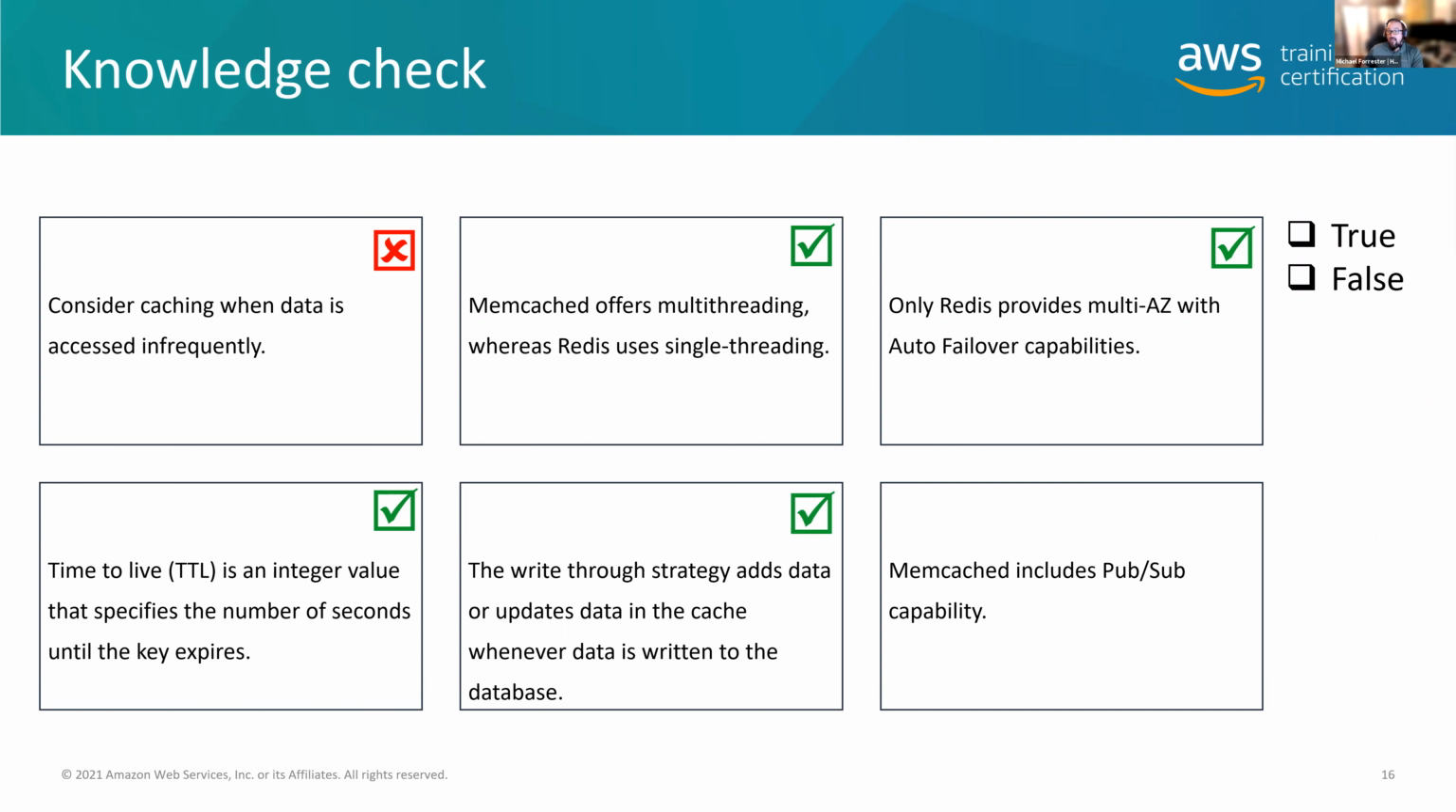Good. All right, last but not least, does Memcache include pub sub capability? Remember, Memcache is very simple, has no advanced sorting, ranking, no replication, none of that stuff. So in this particular case, your answers are all right. It's false. No pub sub capabilities here.